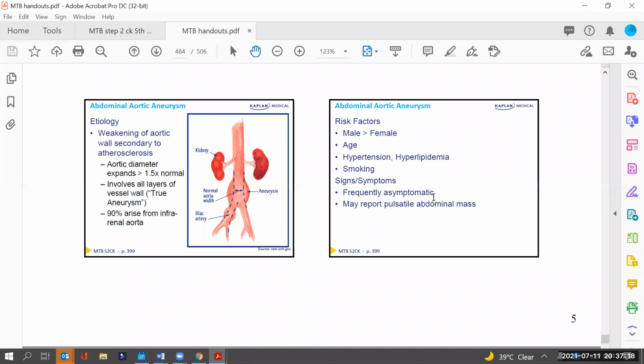Signs and symptoms: mostly the patients are asymptomatic and may report a pulsatile abdominal mass. Sometimes they're asymptomatic, they don't say anything, and sometimes they will say that they have an abdominal mass which has pulsation. So they can feel these pulsations over the abdominal mass themselves as well.